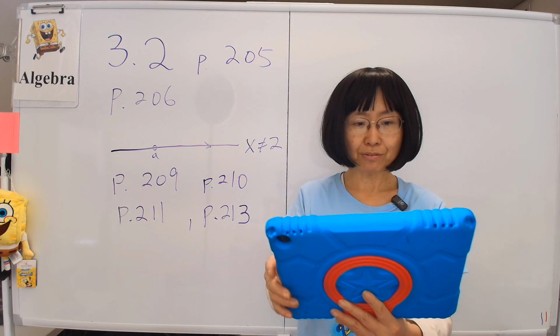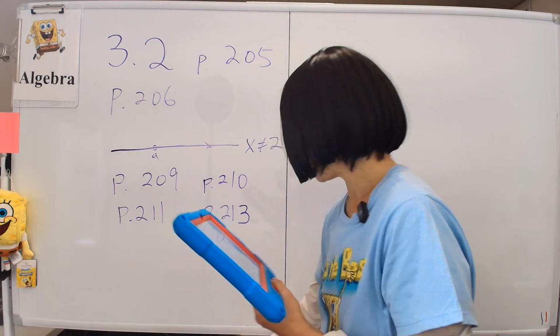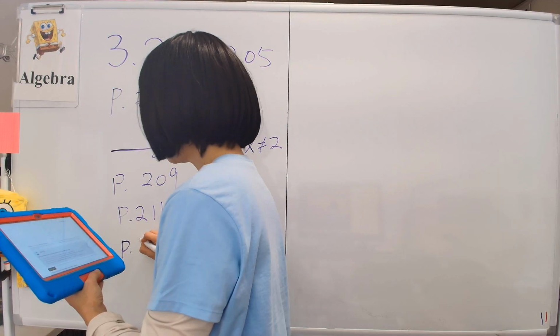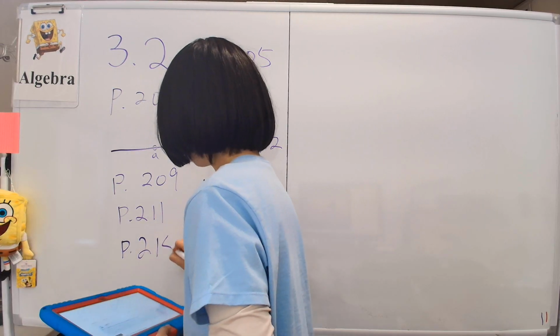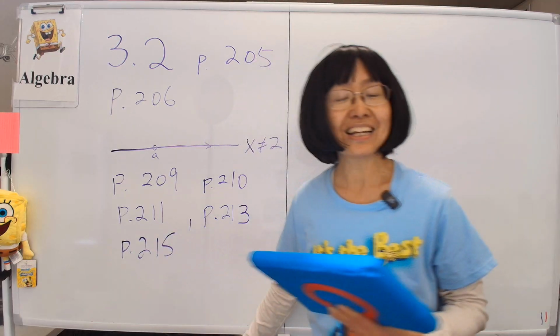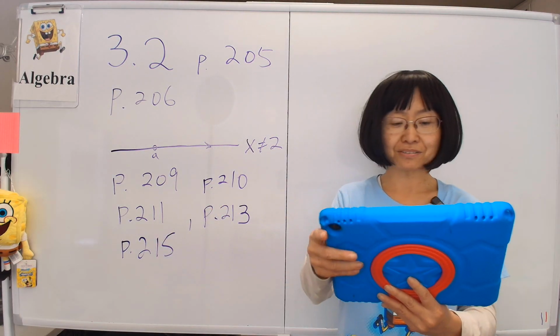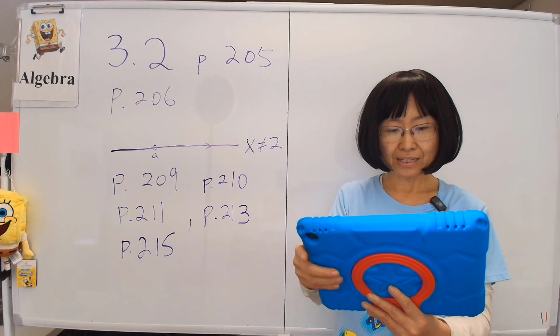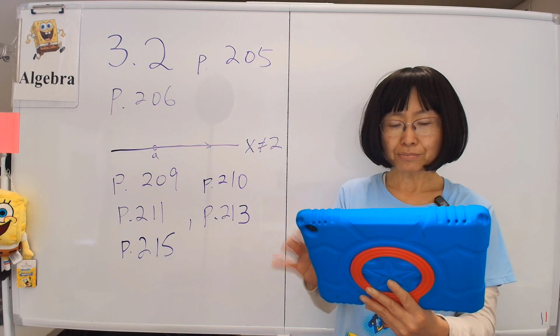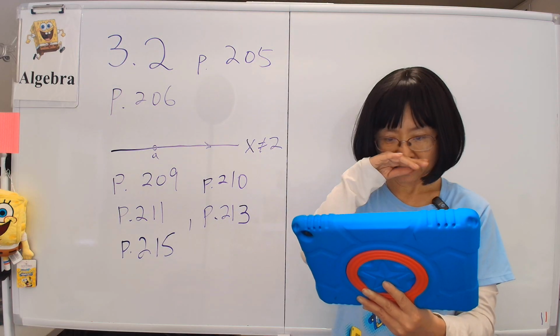So having said that, we are now on page 215. Let's look at example 8. Okay, we're supposed to look at the domain and range of some functions.